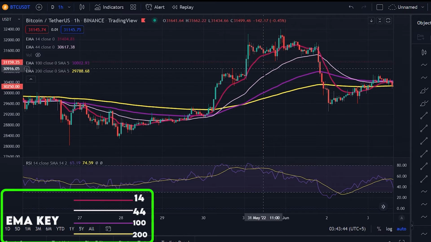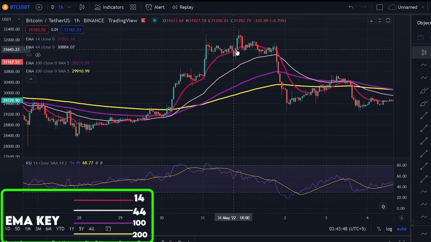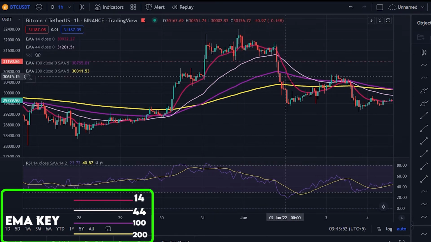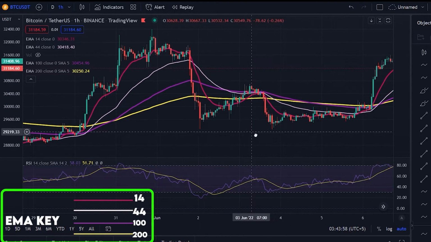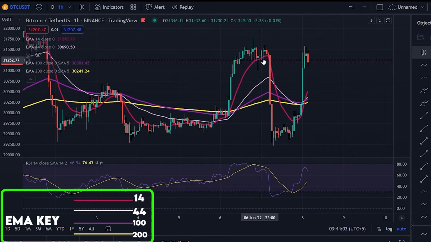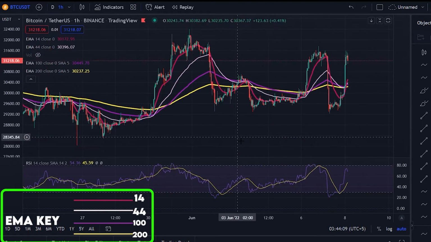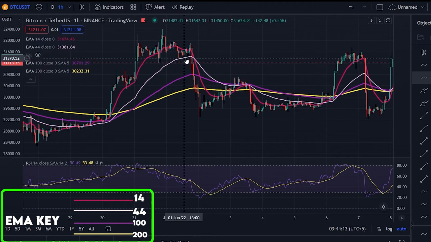Now you can see that in the 1 hour chart, this 14 EMA is acting as a resistance. Whenever BTC comes near the 14 EMA, it goes down. See over here, it came near the 14 EMA and went down. Again, it came near the 14 EMA, it got rejection and went down again. So here both the 14 EMA and even the 44 EMA can be considered as good resistance.